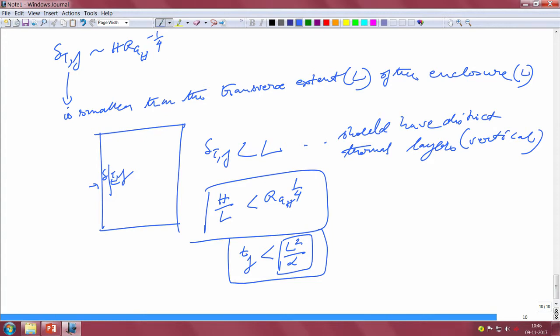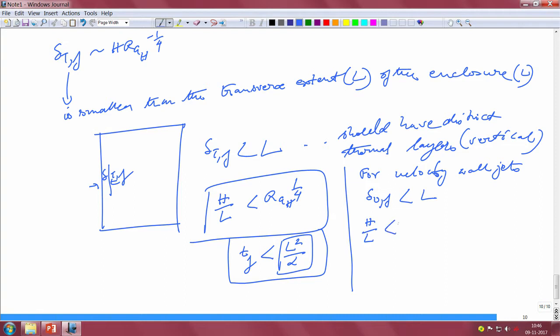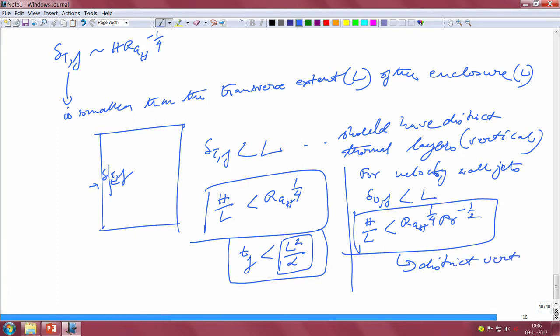So, that is important, and a similar thing can be done for the velocity wall jets also. For velocity wall jets, it will be that dV must be less than L. Once again the same thing, this would translate to h by L is less than RH to the power of 4 into Prandtl number half. So, this will also give you distinct vertical velocity wall jets. Okay. So, that is what you are going to get.